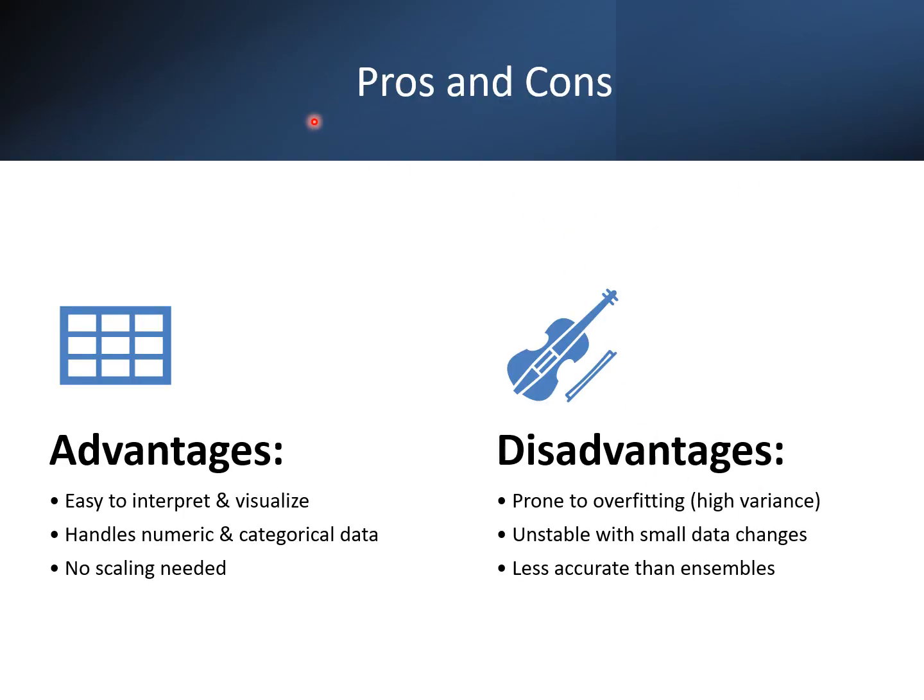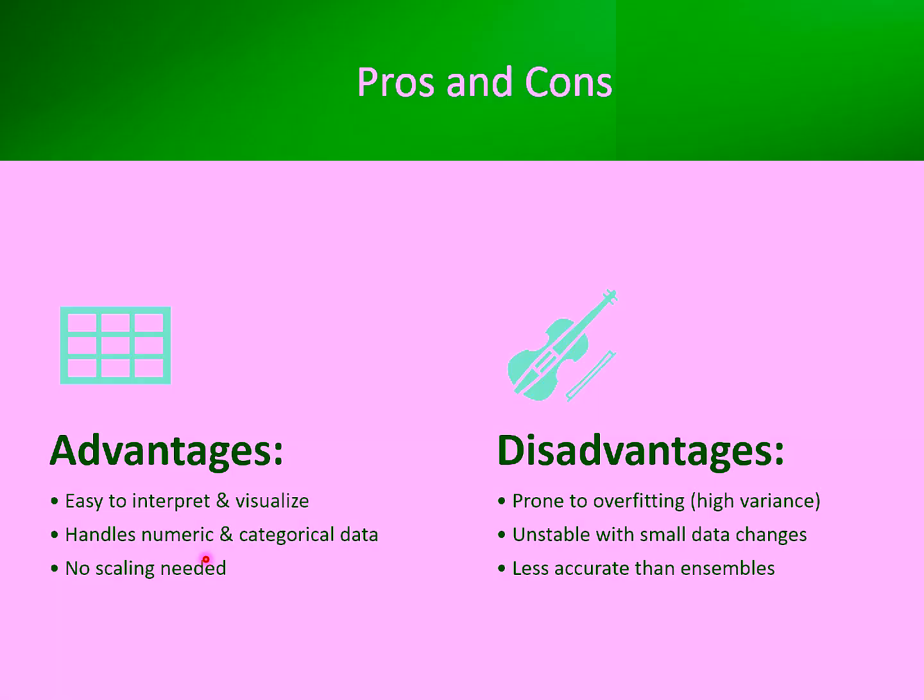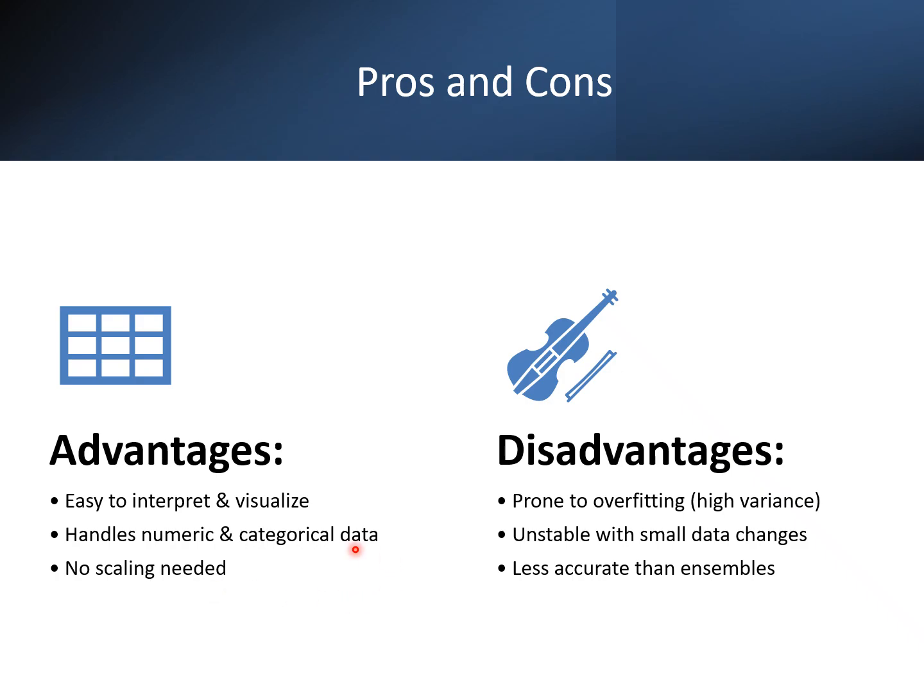So the pros and cons of decision trees: the advantage is that they are easy to interpret and visualize. They can handle both numeric and categorical data, so there is no need to scale the data. Like in most of the methods that we have seen so far, we have been using different normalization techniques, like the standard z-score normalization, to scale the features to fall within a particular scale. For decision trees, we do not need to do that.